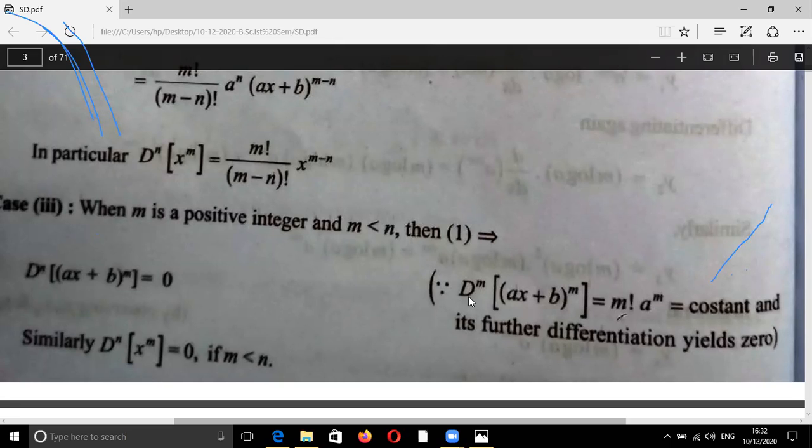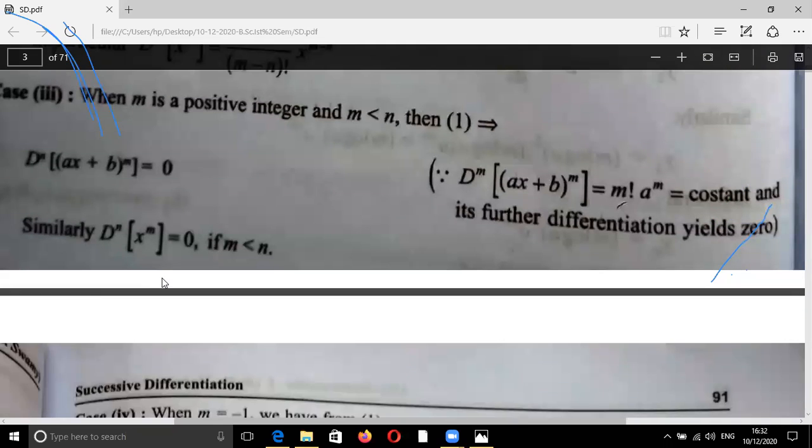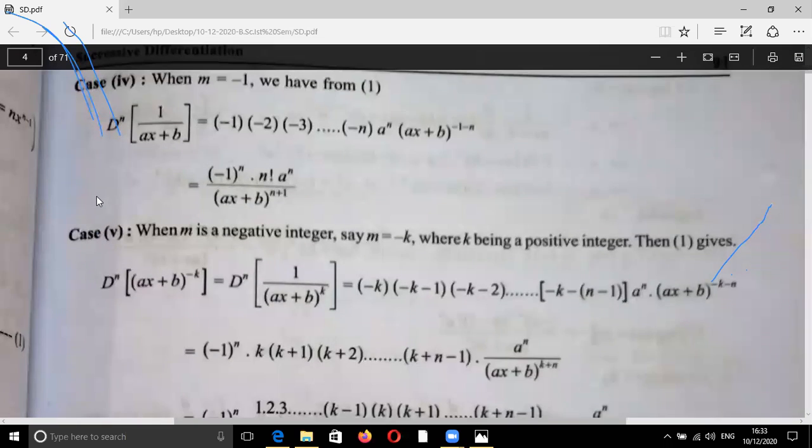Now if you differentiate further, that is the (m+1)th, (m+2)th, (m+3)th, whatever it may be, this will become zero. That's why here the nth derivative of (ax+b)^m equals 0. Now, if you put a equal to 1, b equal to 0, you get the particular case, that is equal to 0 when n is greater than m. Yes, the particular case we are getting here by taking a equal to 1 and b equal to 0. Now, case number 4.